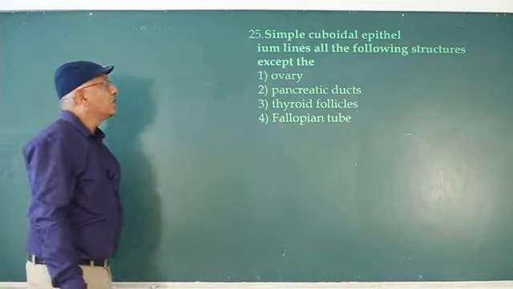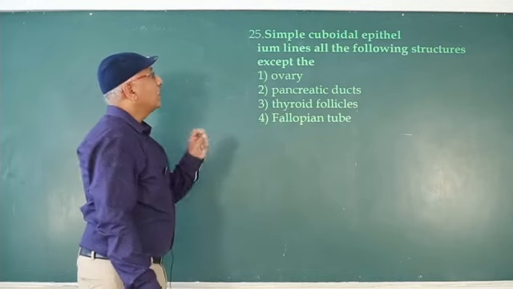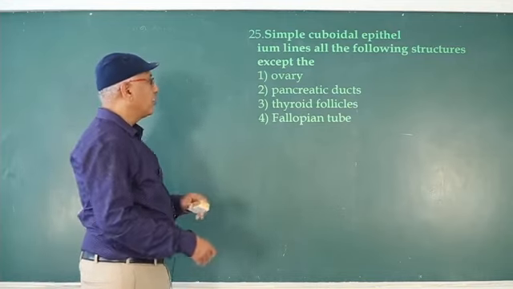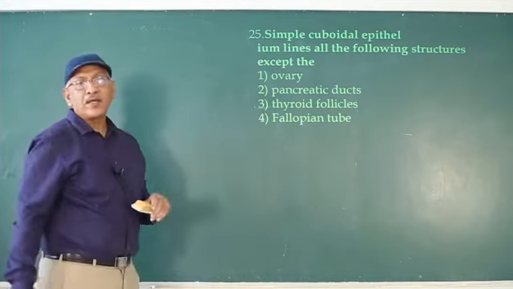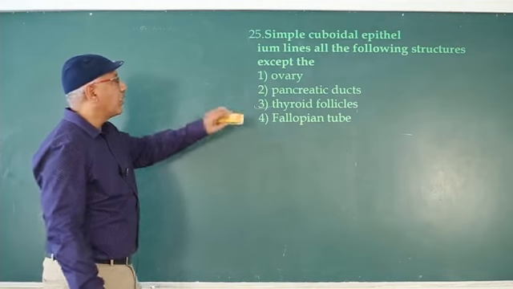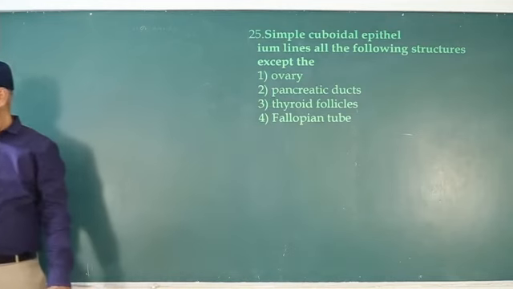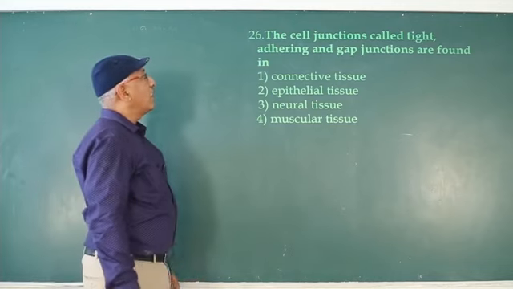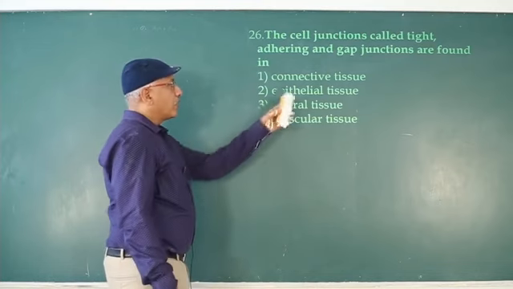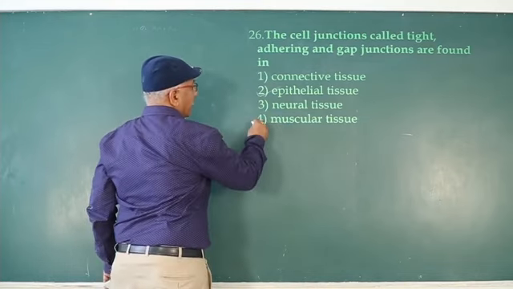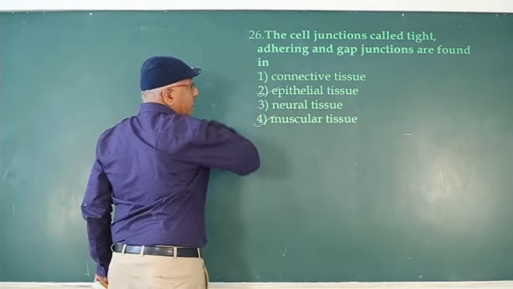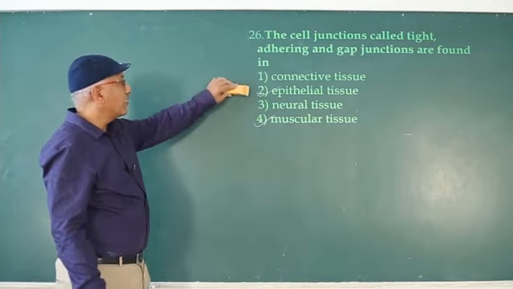Next question. Simple cuboidal epithelium lines all the following structures except ovary, pancreatic duct, fallopian tube, thyroid follicle. Thyroid follicle contains cuboidal cells, and glands contain cube-like cells. That's why thyroid follicle. The cell junctions called tight, adhering and gap junctions are found in, so more than one option. Epithelial tissue correct. Muscular tissue also correct. So two options are correct.